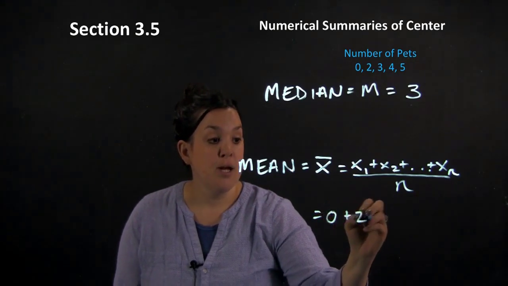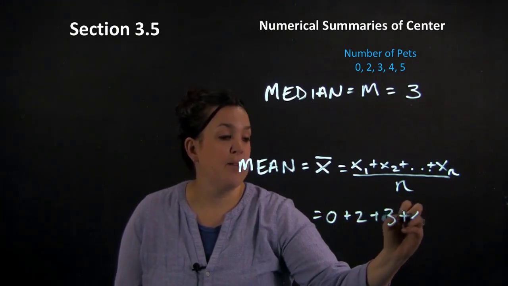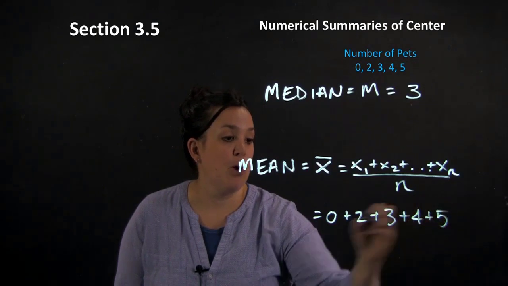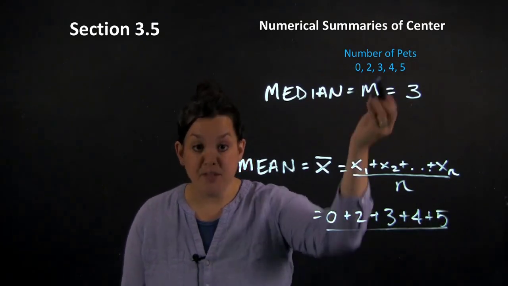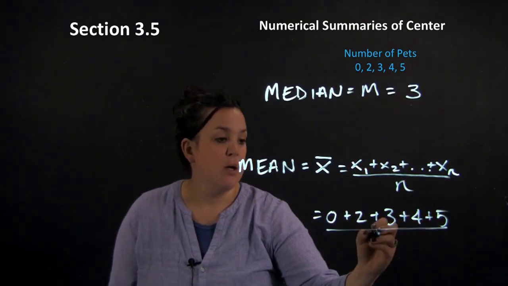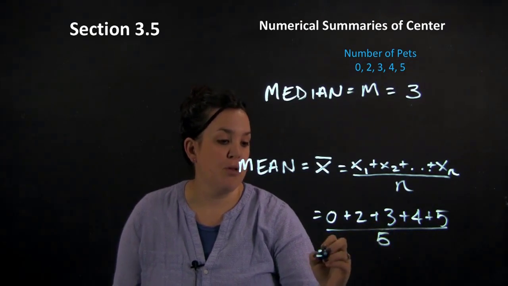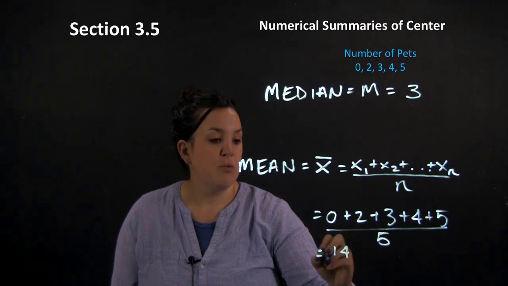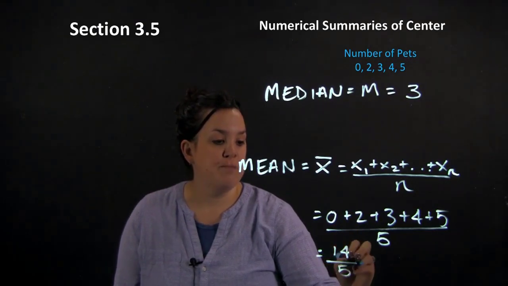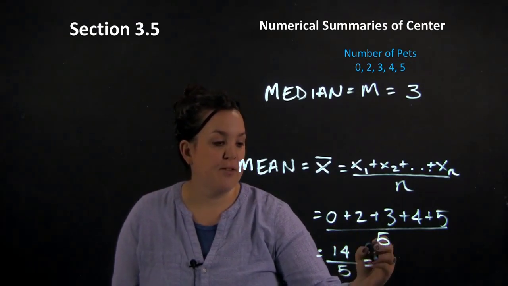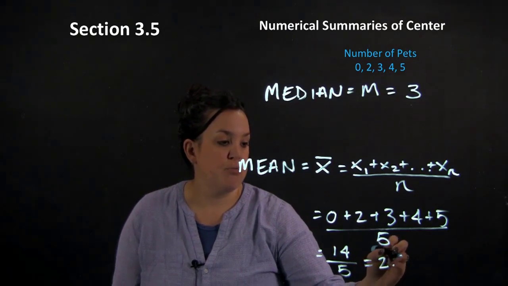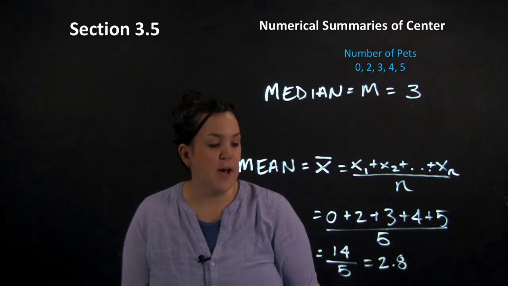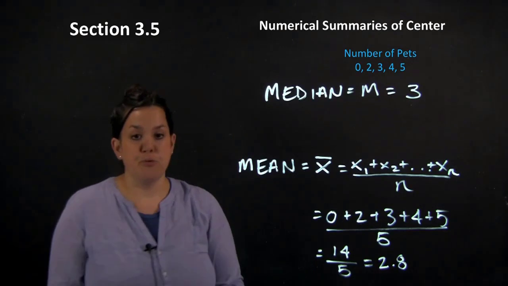Now the mean does not require the data set to be put into order. I don't have to have the data in order, though it can be. It's not like the median, where the data has to be ordered. Summing all of those values, we have a numerator of 14. So our mean is 14 divided by 5, which gives us a mean of 2.8.